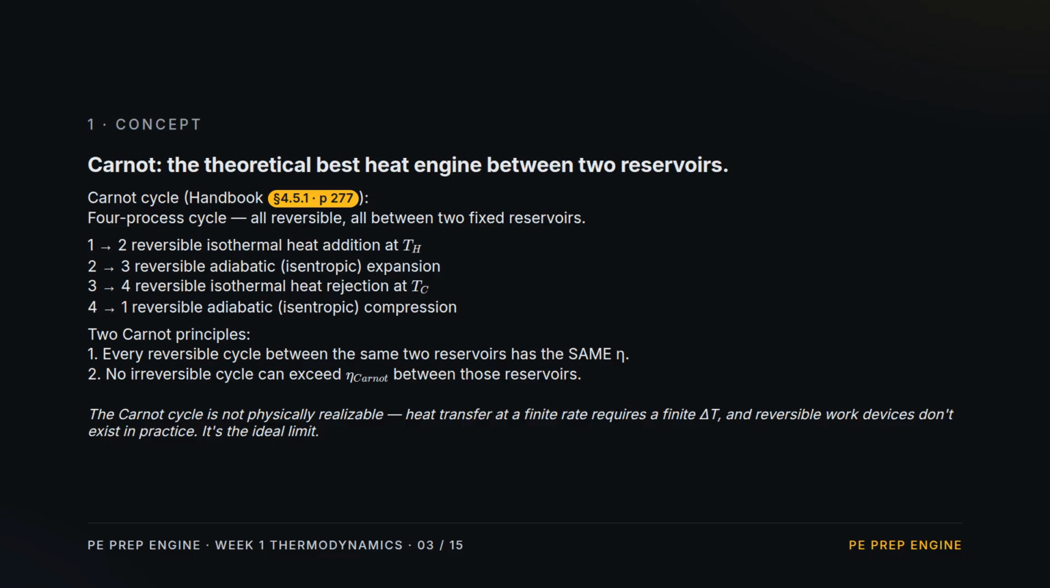Concept. Carnot is 4 reversible processes, 2 isotherms, heat addition at TH and rejection at TC, connected by 2 reversible adiabatics. 2 principles. Every reversible cycle between the same reservoirs has the same efficiency, and no irreversible cycle can exceed it. Carnot isn't buildable. Finite rate heat transfer needs a finite temperature difference, and truly reversible devices don't exist. It's the ideal limit, a benchmark.